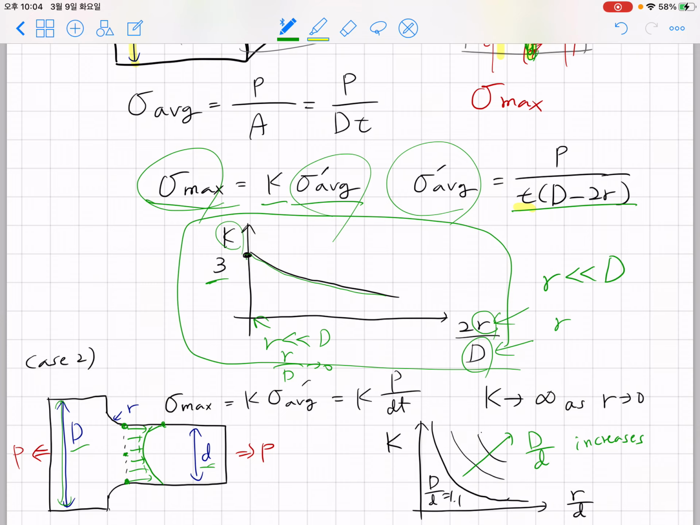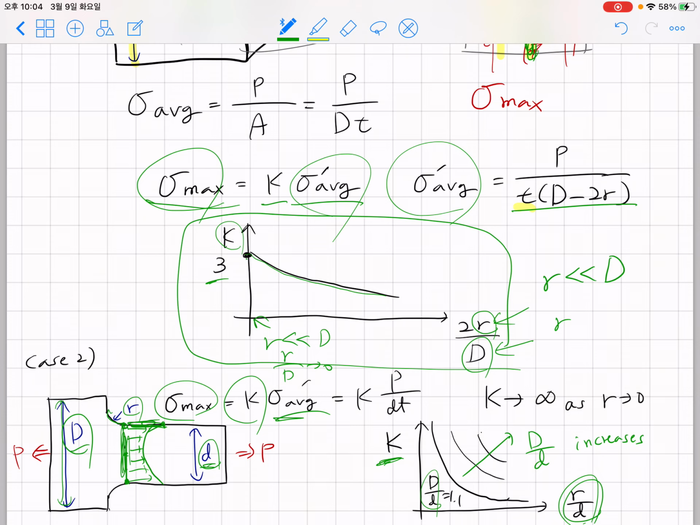Okay, and of course you can make a relationship between this maximum stress and the average stress over the entire cross section, and K is the stress concentration factor connecting these two. You can find this stress concentration factor as a function of the ratio between the radius R and small d, and the ratio between large D and small d.